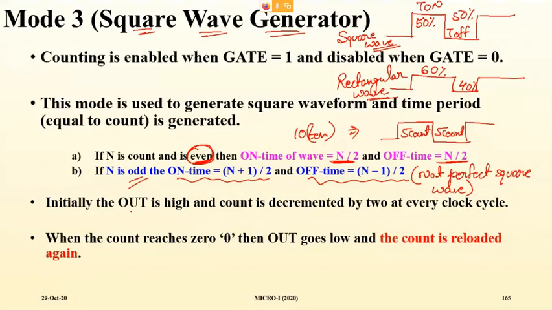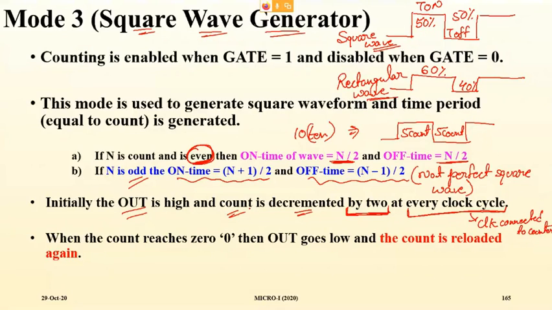Here again, initially the output will be high, and the count is decremented by 2 for each clock cycle. And here again, when we say clock cycle, this is the clock which is connected to the counter.